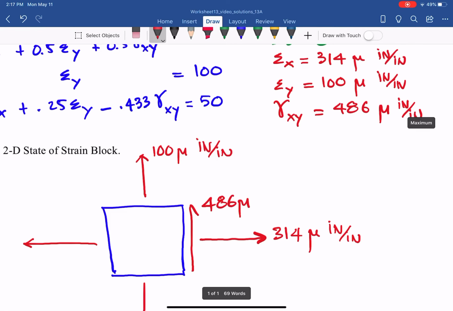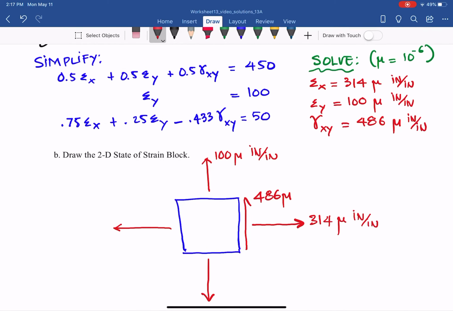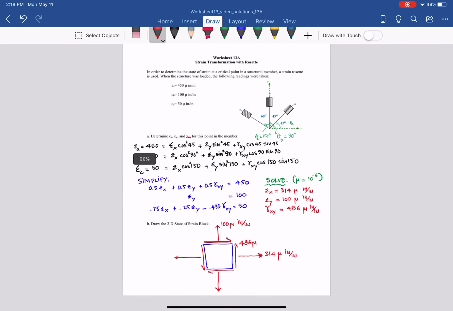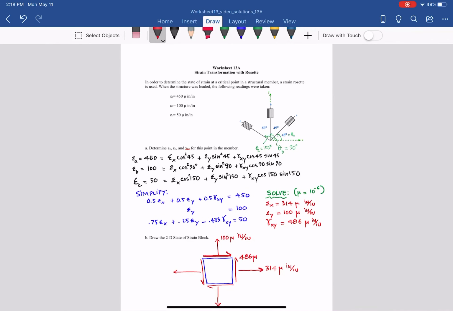The y shows the direction of that gamma. In that case, as you can see, it is positive, so it has to show in the positive y direction, that y going up. When that goes up, the other side has to go down to make a couple, and of course to be in equilibrium, the other couple has to go that way, a clockwise rotation. So the counterclockwise and clockwise rotations cancel out to 0. So with that we finish worksheet 13a: you apply the equations, find the strains, and draw the 2D state of strain block.